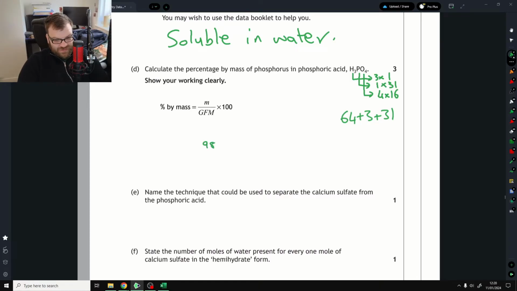98 goes on the bottom. The chemical we are asked to care about is phosphorus. That has a mass of 31 and there's only one of them. So it would be 31 over 98 times 100.